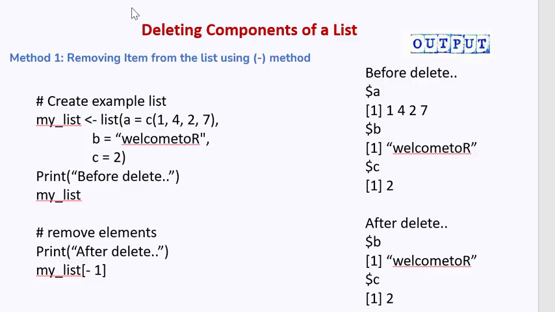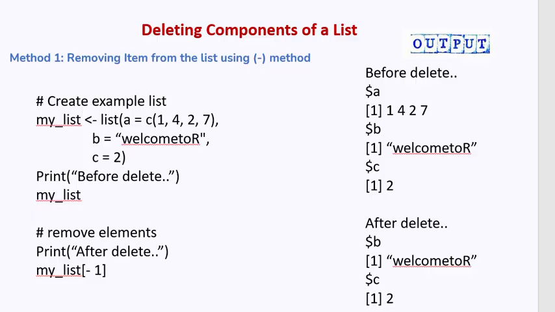We created a list called myList with the help of the list function. It consists of three components A, B and C, where the first element is 1427, the second one is "welcome to R", and finally 2. Now I want to delete the first element in the list, that is 1427, from this particular list, myList.